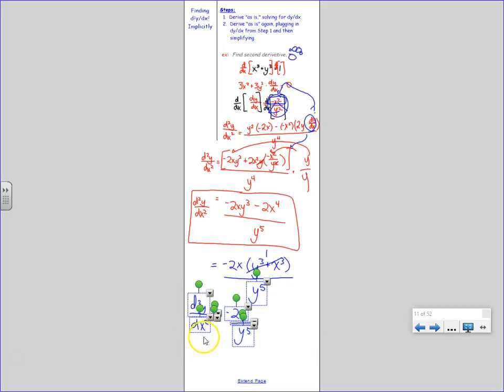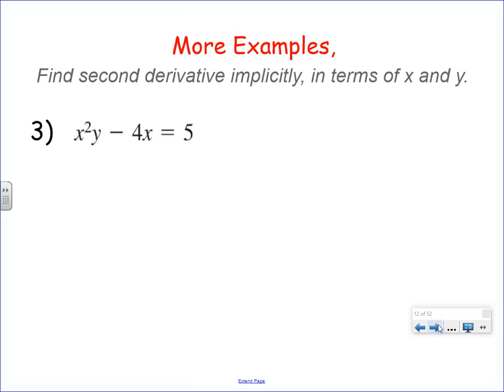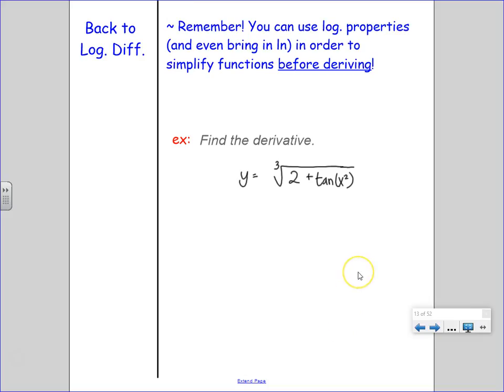There's one more big idea. But you've already seen him. Just now you know how to do him. That's another example. Magic second derivative. We'll save that when we do the warm-up tomorrow.